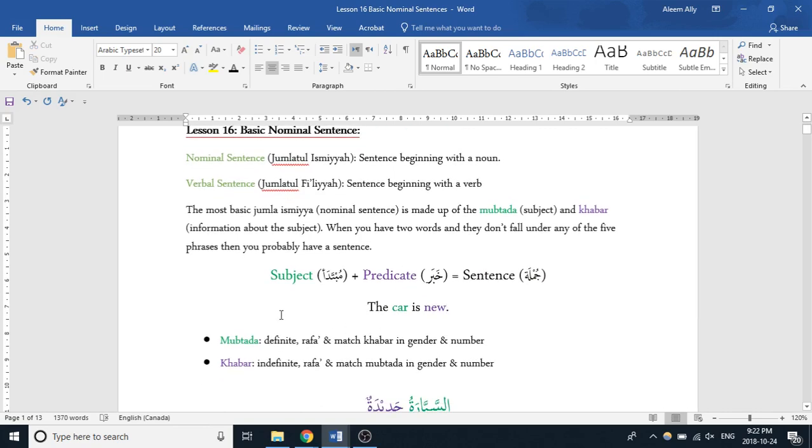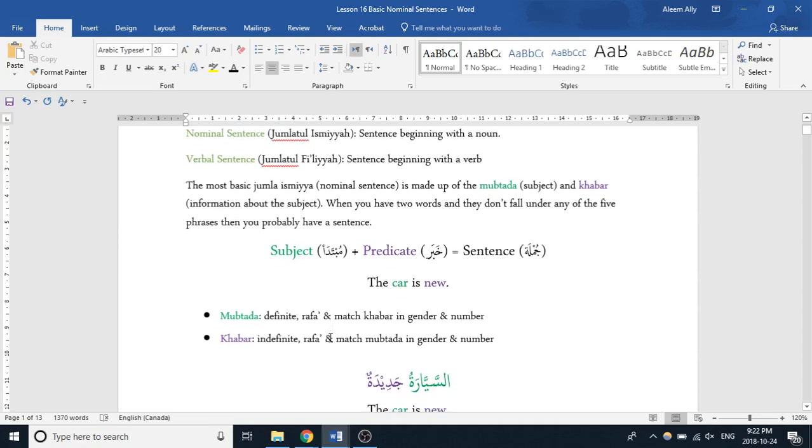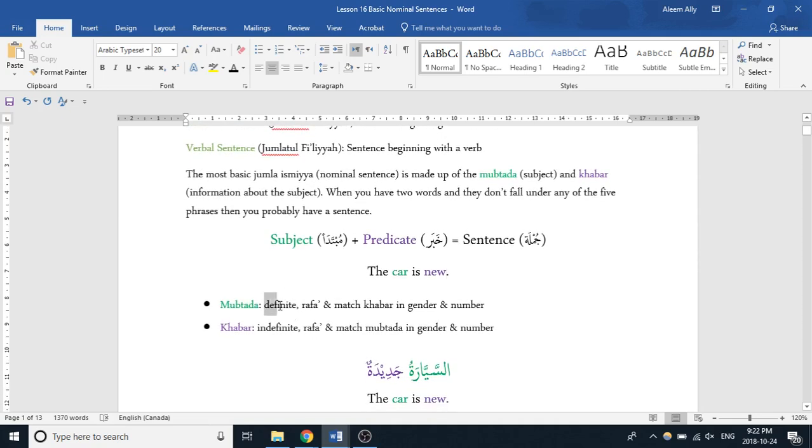In Arabic, the way that you can tell if you're dealing with a mubtada and a khabar construction is by looking out for these signs. A mubtada is generally going to be definite, it will be rafa', and it will match the khabar in gender and number. And the khabar will be the same. It's going to match, it's going to be in a state of rafa', which is usually identified by it having a dhamma on the end.